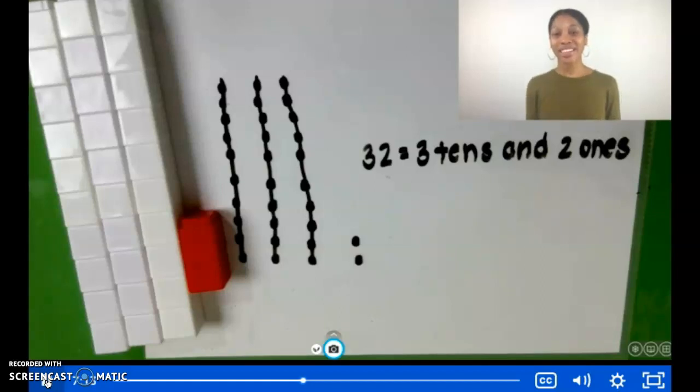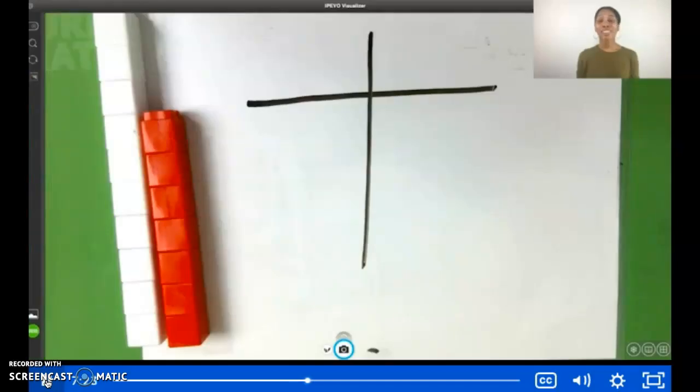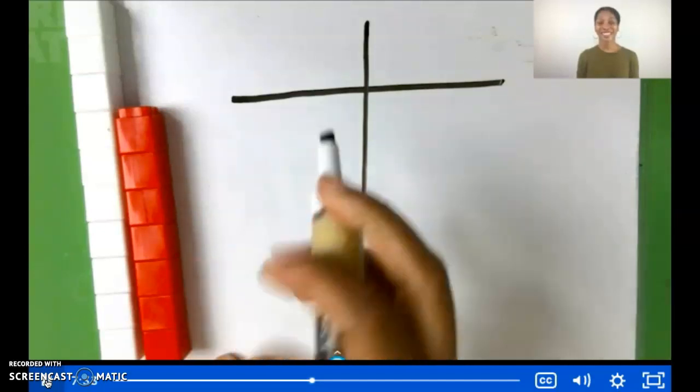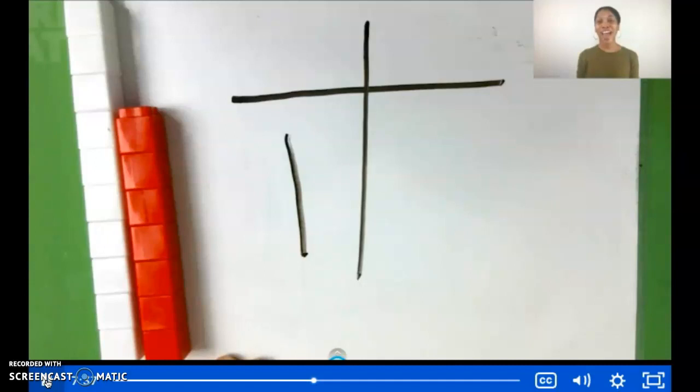Excellent work. Let's do something a little bit different. Say, switch it up. Here, I'm representing the number 17 again using my linking cubes. I also have a blank T chart. I'm going to write a 1 right here. How many extra ones do we have in the number 17?